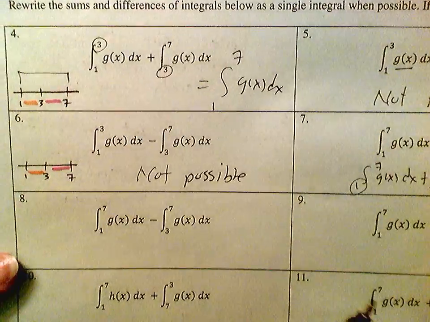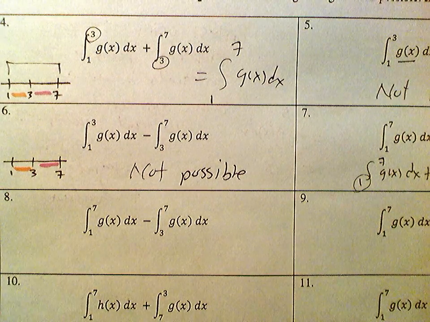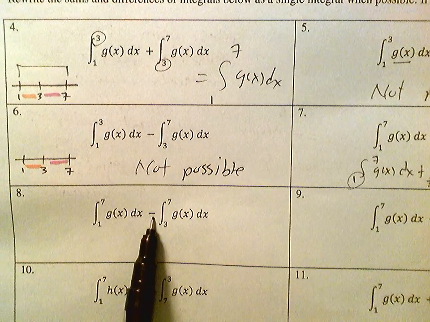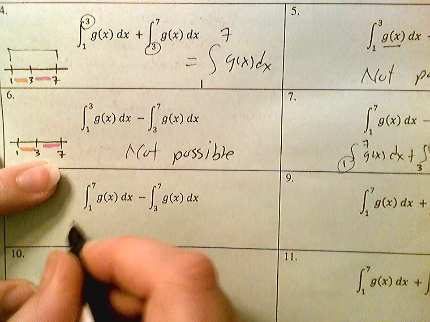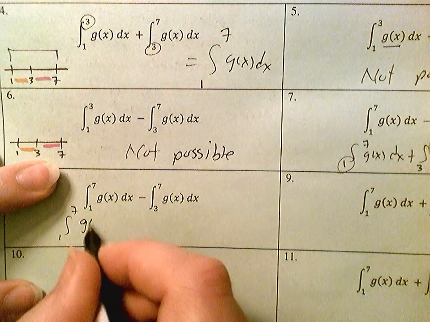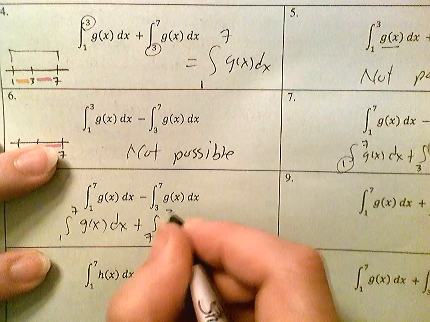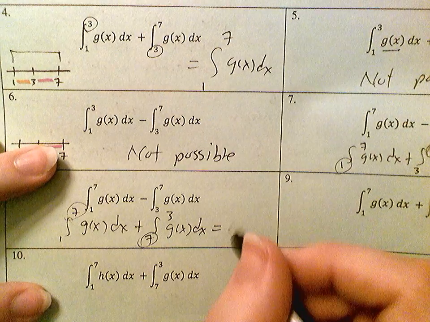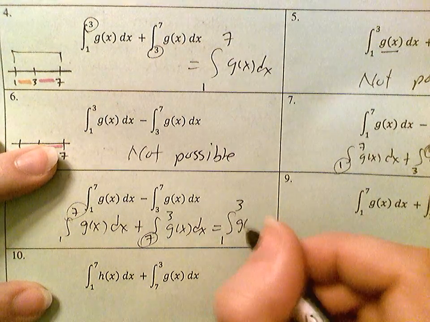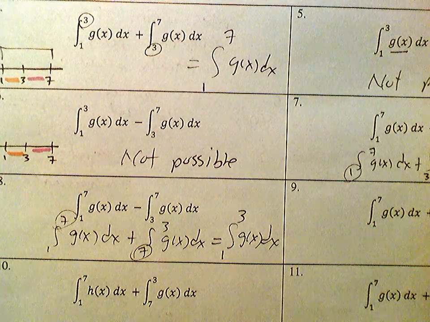Alrighty, so this one is extremely similar. I can't use additivity because the upper limit and lower limit don't match, and I also don't have a plus sign there. But if I change this to a plus sign, I could switch those integration limits. So 1 to 7 g of x dx plus 7 to 3. Okay, now we have a match. The integral from 1 to 3 of g of x. Okay, and that's a nice one to think through with a number line. That'd be a good exercise.